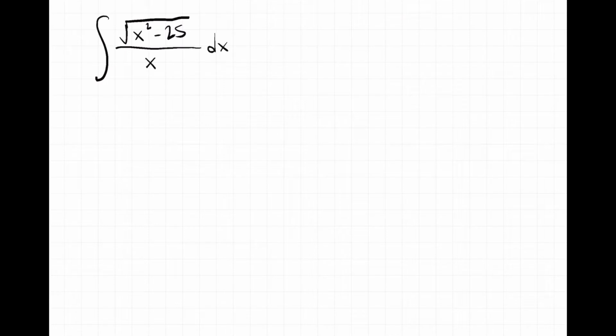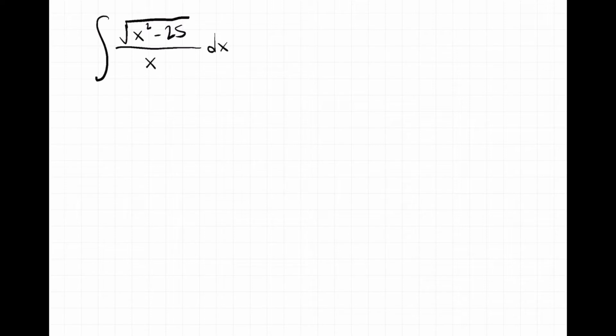Now, as with the last example, we can't really simplify this integrand at all. This is kind of an ugly integrand. We can't simplify that root because we can't just take the square root of x squared to get x and the square root of 25 and get 5 and just call it x minus 5. That is not equal to the square root of x squared minus 25. You cannot distribute a root over subtraction. So there's no way to simplify this thing algebraically.